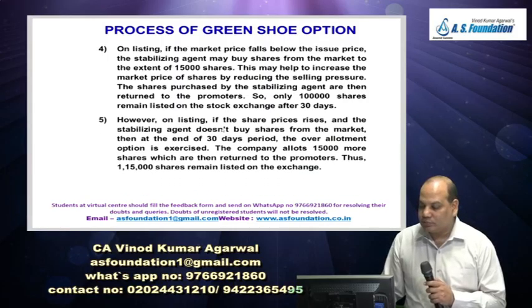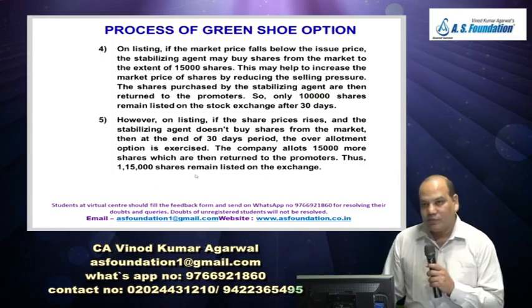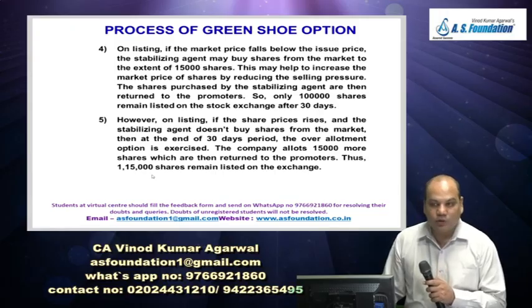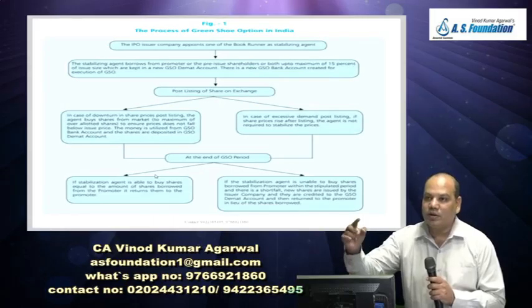However, on listing, if the share price rises and the stabilizing agent doesn't buy shares from the market, then at the end of 30 days the over allotment option is exercised. Now he does not have shares to return back to the promoter. So then the company will allot 15,000 more shares, which are then returned to the promoter. So in that case, the total number of shares that will get issued will become 1,15,000. So therefore it is called over allotment mechanism. The company ended up issuing more shares in case the share price rises.